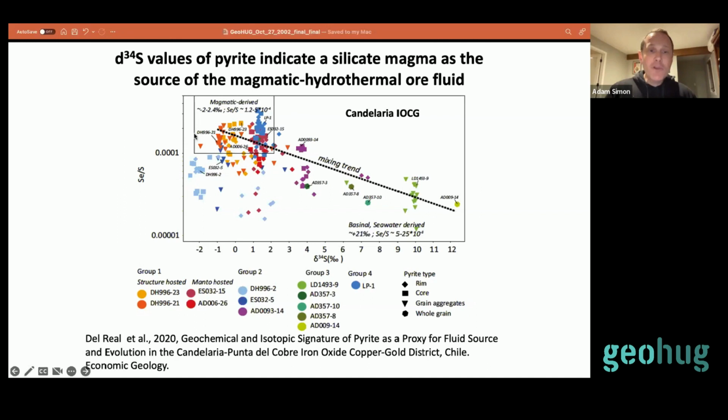And the box here, top left, this is on the y-axis, the ratio of selenium to sulfur. And on the x-axis is this classic delta 34 sulfur, the ratio of 34 to 32 sulfur relative to a standard. And what we see is that a majority of the data plot within the known range for mantle-derived magmatic fluid sources. And we can see a mixing trend for some of the sulfides that are the result of this late stage incursion of basinal seawater derived fluids. But these are post-mineralization.